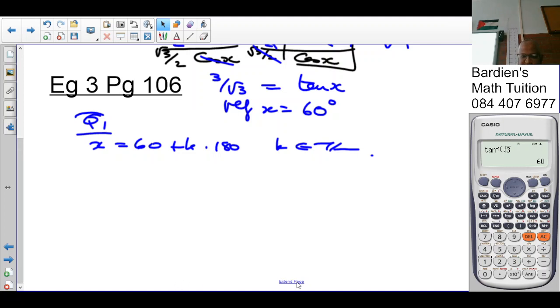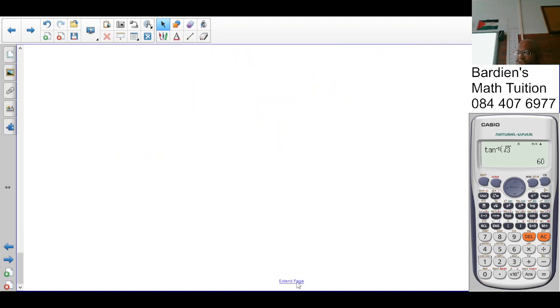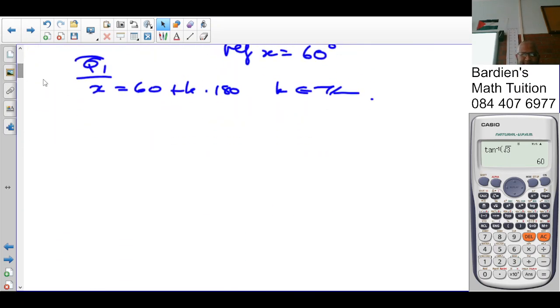People, any confusion here? Am I moving too fast? No, too slow. You're sleeping. Not sleeping. Okay. So no problem so far, no? Right, let's do one more. I think there's one more example.